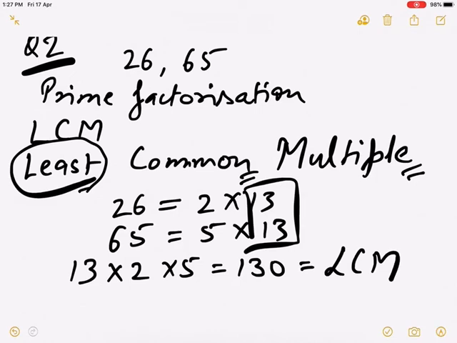130 will come in the table of 26. 26 5s are 130, and it will also come in the table of 65. 65 2s are 130. So therefore 130 is the smallest number. It is the least number which comes in the table of 26 and 65 both. So it is the least common multiple of 26 and 65.